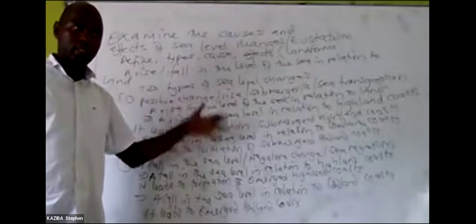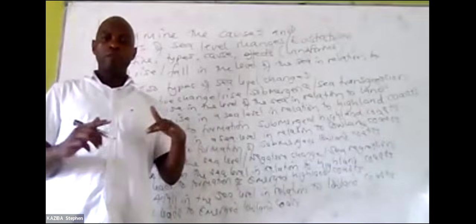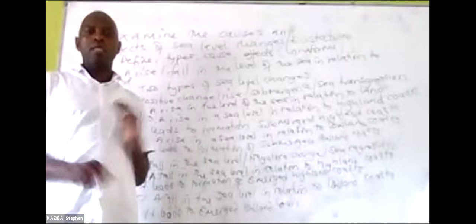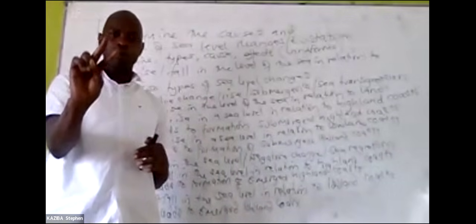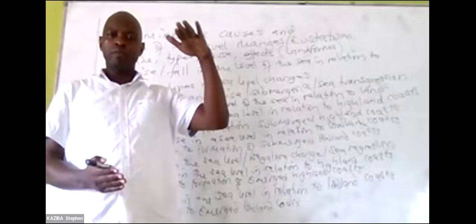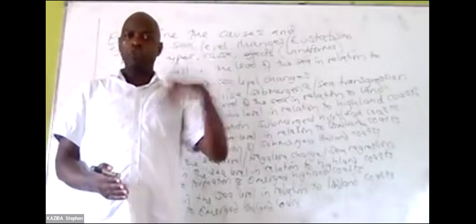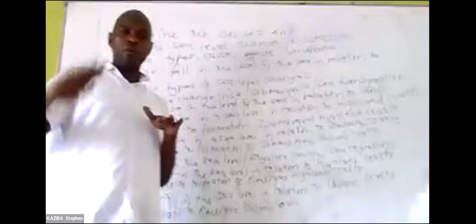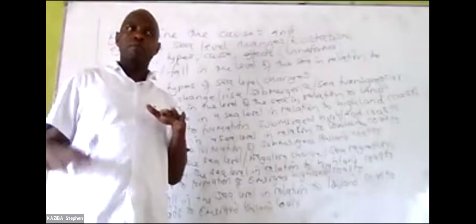So to summarize, we have a rise in the sea. This topic is called eustatism, or sea level changes, which refers to a rise or fall in the level of the sea in relation to land. So we have two types of sea level changes. We have a rise, which is also called a positive change, sea transgression, also called marine transgression. Then you also have a fall, which is also called negative change, sea regression.